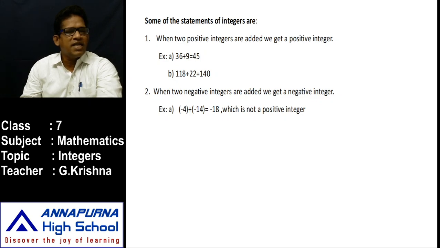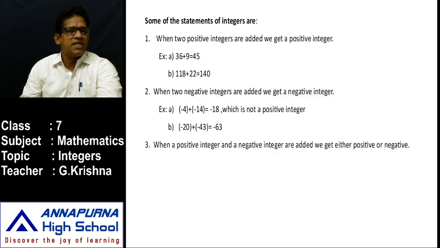So here minus 18 is not a positive integer. You should not write it as 18. Why? Because here we are adding two negative integers. Therefore, its sum is a negative integer only. Second example, minus 20 plus minus 43, same as 20 plus 43, 63. Put the negative sign, minus 63.